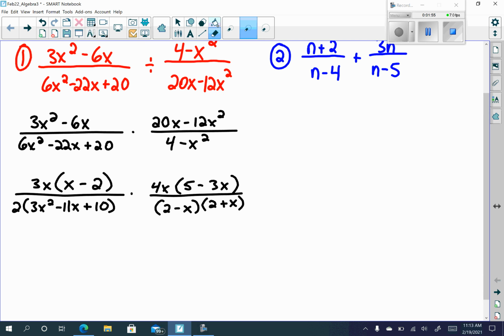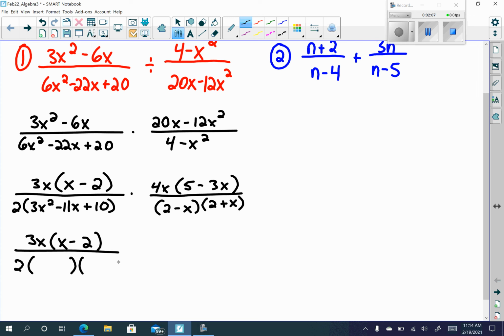All right, so we still have to factor this 3x squared minus 11x plus 10. So I'm just going to recopy everything else. So I still have a 3x times the quantity x minus 2. Make two sets of parentheses. Notice I still kept the 2 out in front. So the only way to factor 3x squared is 3x and x. And then 10, how about a 5 and a 2?